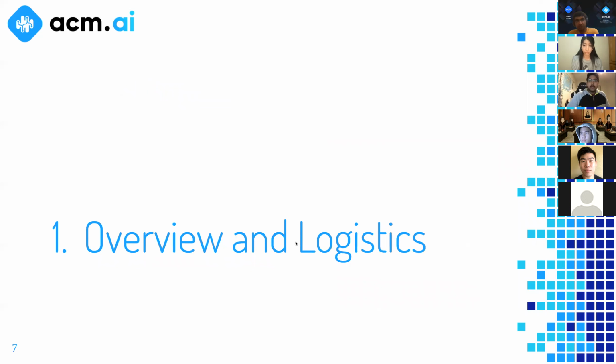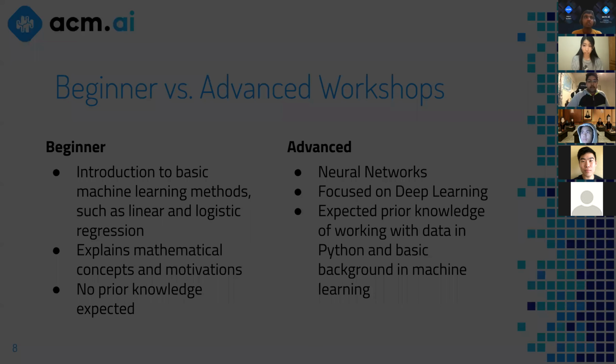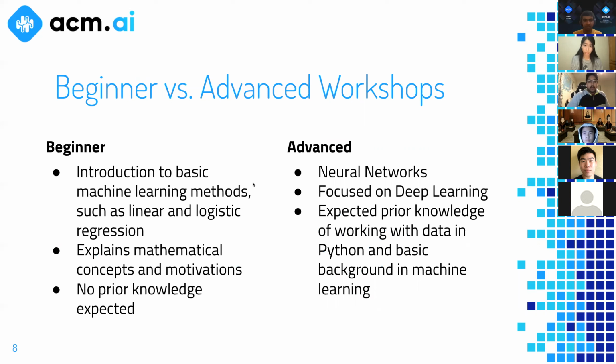All right, and then some quick overview on logistics for our workshop this quarter. In case you aren't sure whether to take advanced or beginner track, here's a quick distinction between the two. Beginner track is more about classical AI methods, so things like linear and logistic regression, a lot about math concepts and motivations behind these methods, and it has no prior knowledge required. While advanced track is more focused on neural networks and deep learning. As a result, we expect a bit of knowledge working with data and Python, as well as some basic machine learning knowledge. If you don't have that yet, don't be too worried. Just be ready to ask a lot of questions and be curious to learn, because we can always help you out.